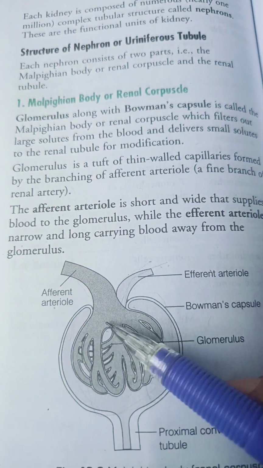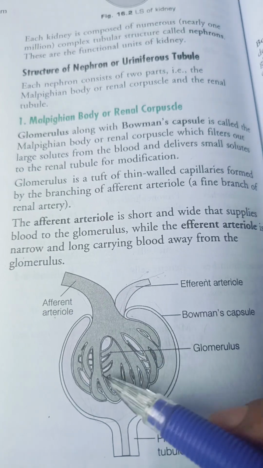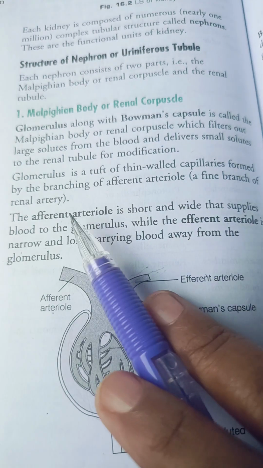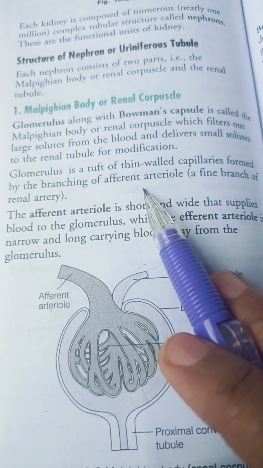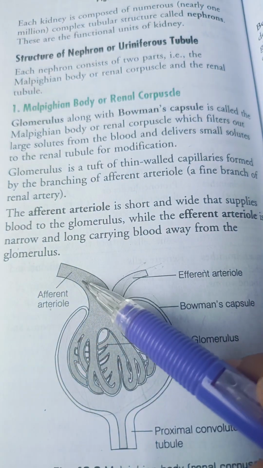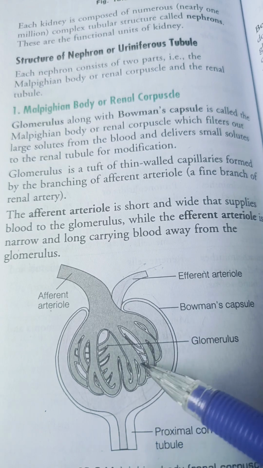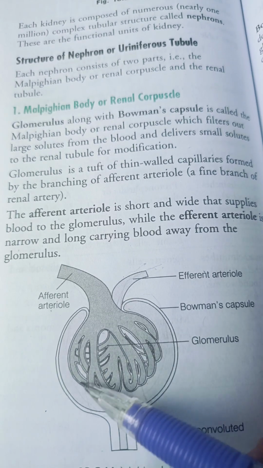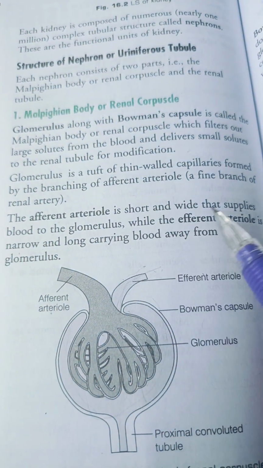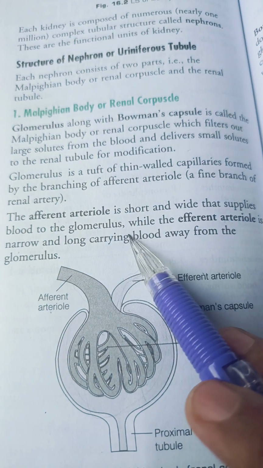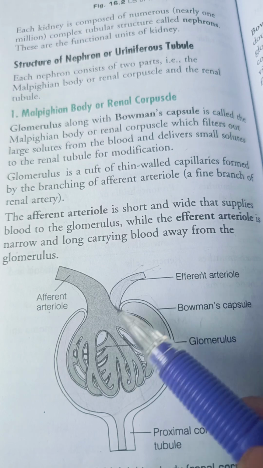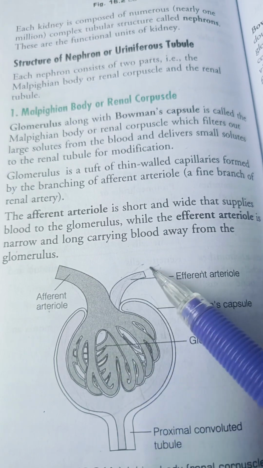The glomerulus is a thin-walled capillary network, like you had seen in alveoli, formed by the branching of the afferent arteriole, a fine branch of the renal artery. This renal artery gives fine branches through which, like in alveoli, filtration takes place. The afferent arteriole is short and wide and supplies blood to the glomerulus, while the efferent arteriole is narrow and long, carrying blood away from the glomerulus.